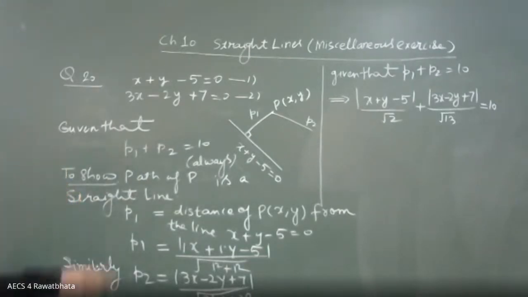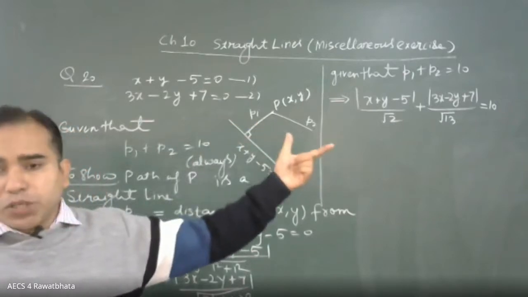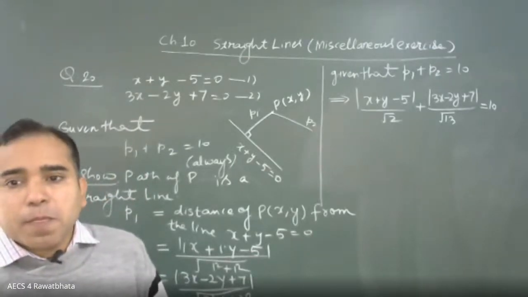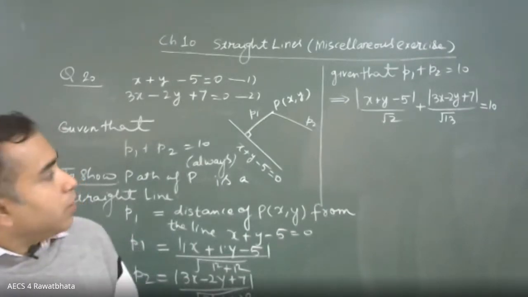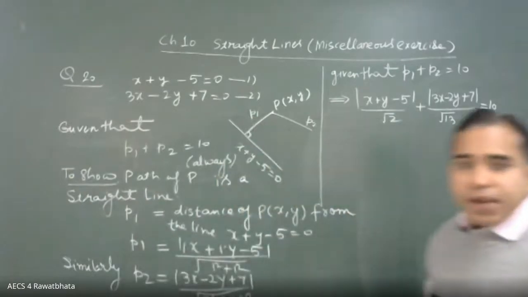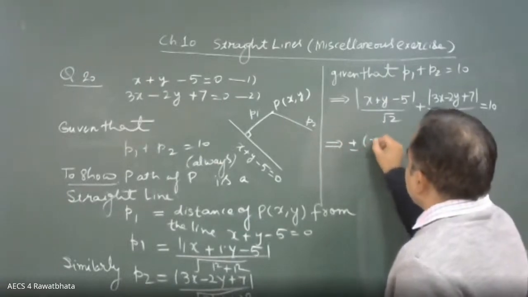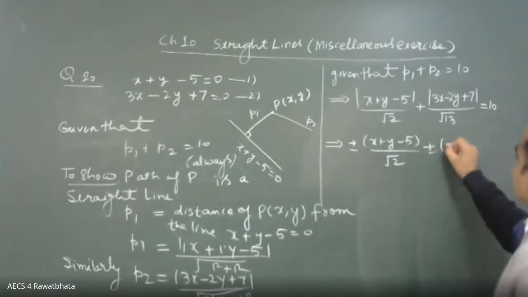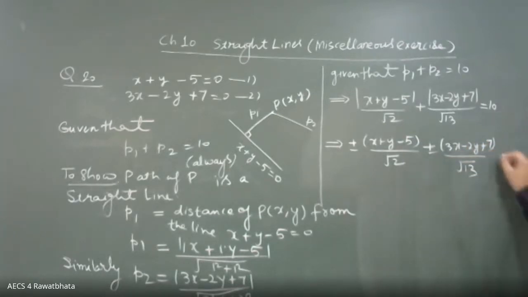Keep the target in mind. The target is that we have to show the path of P is a straight line. It means that the relation between x and y should be a linear equation. Okay. Any suggestion? Any comments from anyone? Students. Two modulus are appearing here, and if you remove modulus, the plus minus sign will occur. Right? I can write one more step. Plus minus x plus y minus 5 whole upon root 2, plus minus 3x minus 2y plus 7 whole upon root 13, equal to 10.